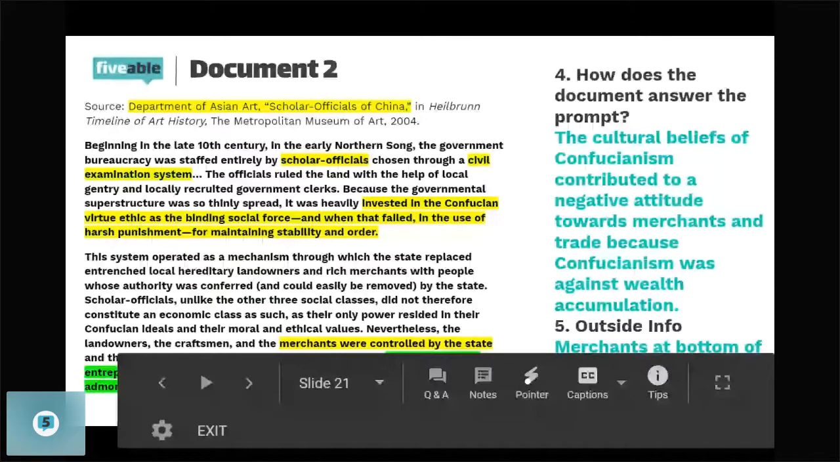Okay, so turning these facts into a description, I came up with this. Document 2 explains the scholars who took the civil service exam and ran the government. So I kind of did my description based off the first part of the document, and that's pretty easy. If you don't totally understand the document, you can probably get that much, right?